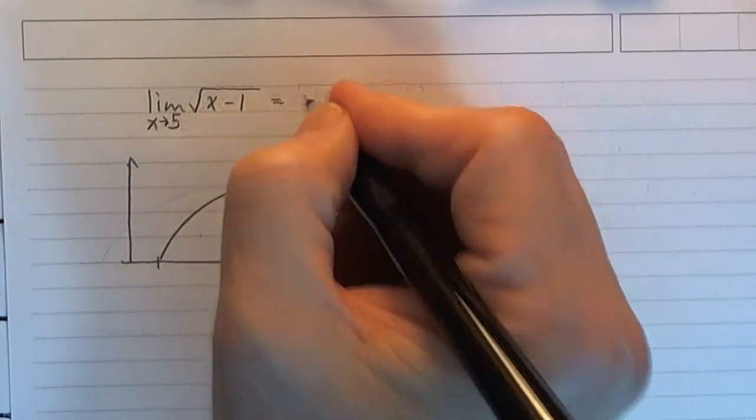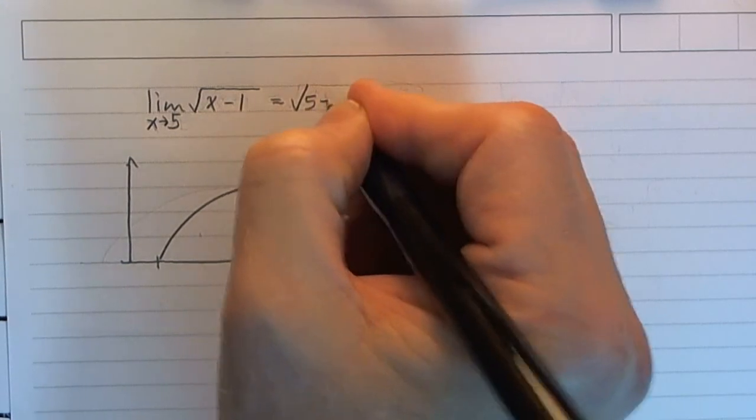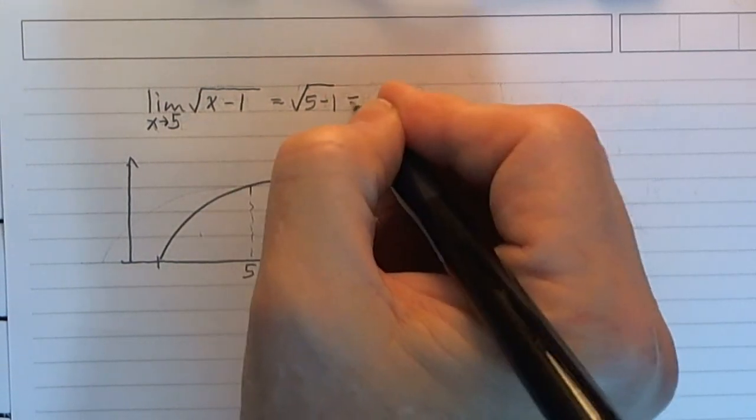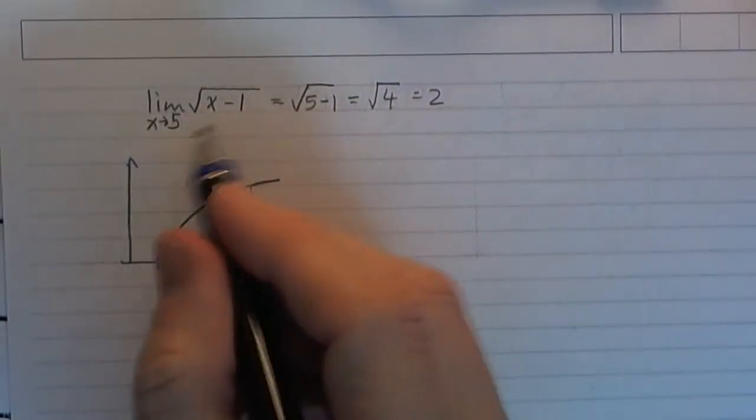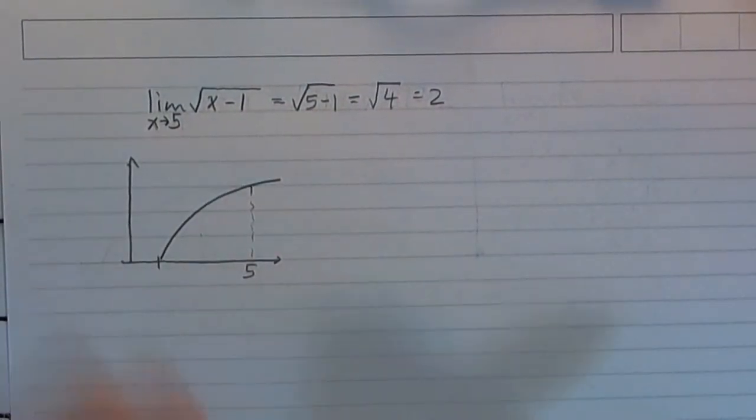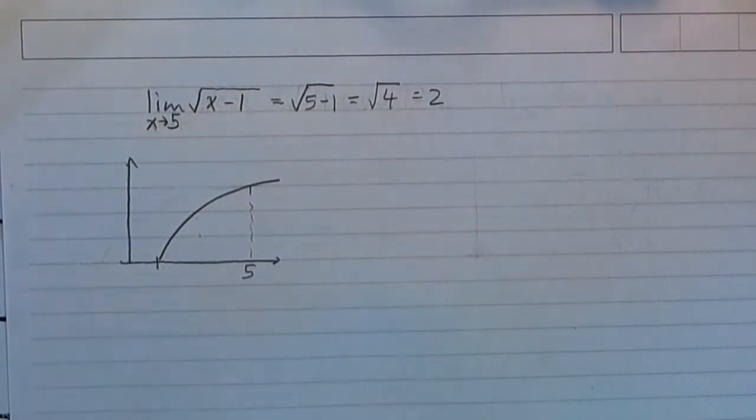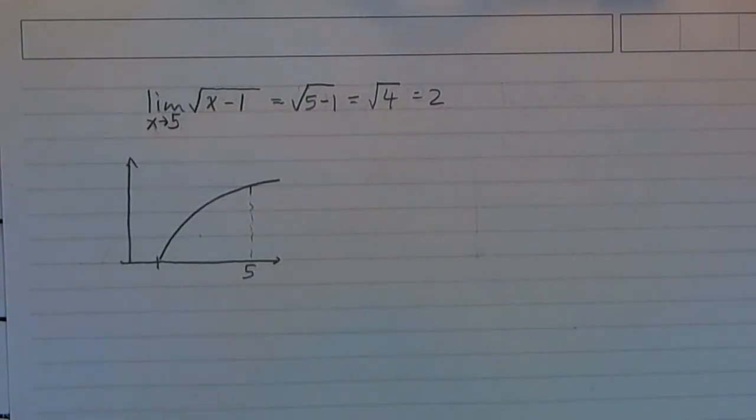So if we plug in, we get 5 minus 1. We get the square root of 4, which is 2. So, no worries. And most of the time, your default is going to be, the way you're thinking when you're evaluating the limit is, I'm just going to plug in. With this in mind, you have to be aware of what function you're dealing with.